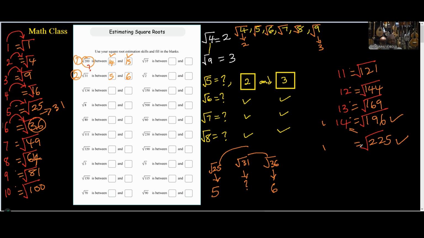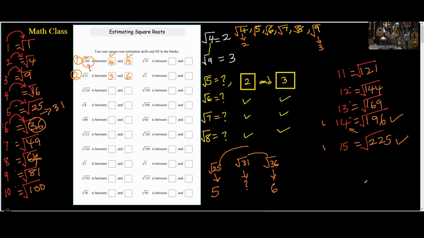Yes, sir. Then square root of 225 gives me 15. So when I was looking for square root of 200, 200 will be between which of the numbers on the board? Between which two numbers on the board? Where will you find 200? Is it between 121 and 144 or between 196 and 225?